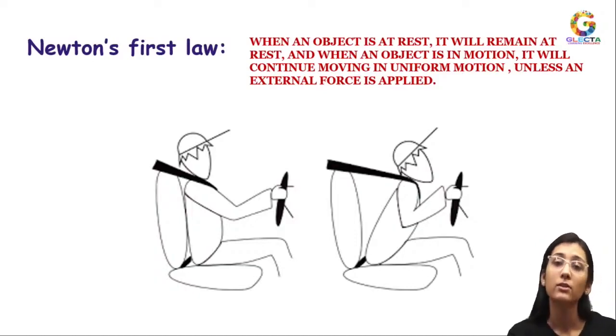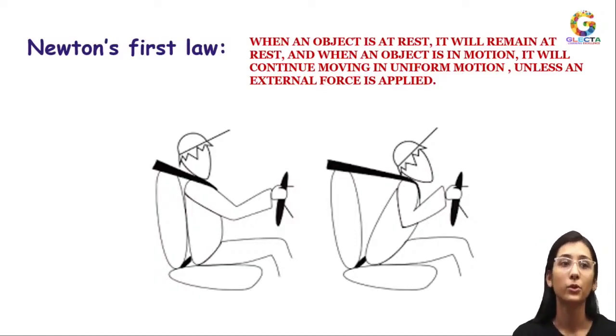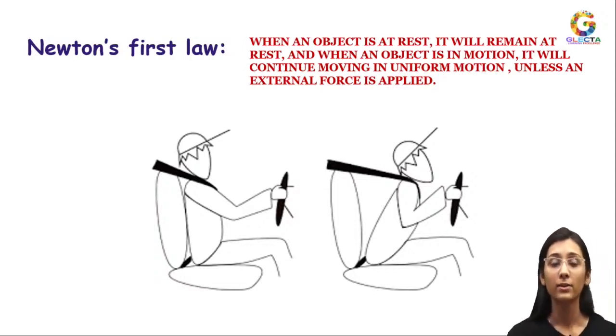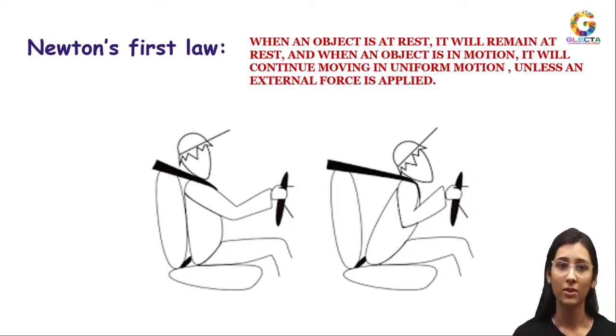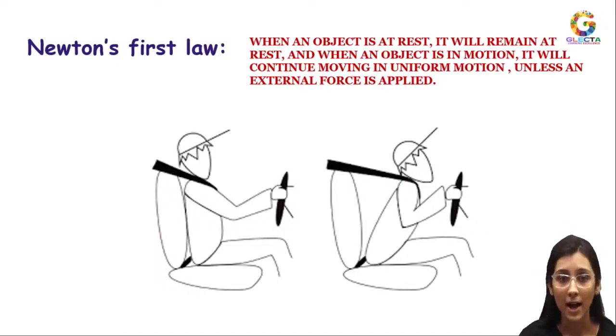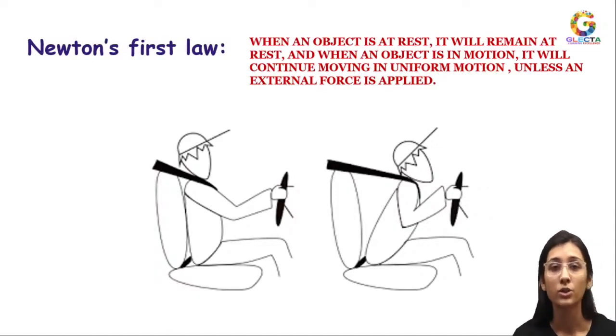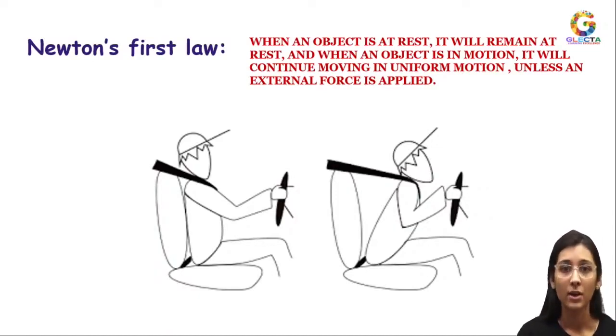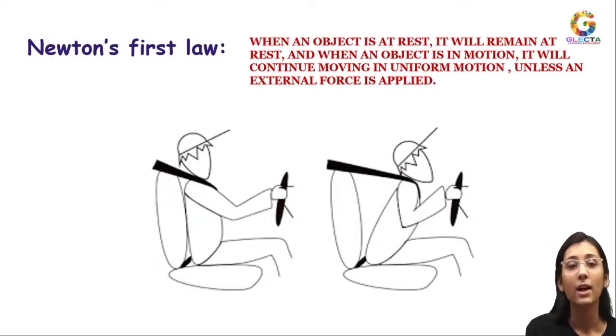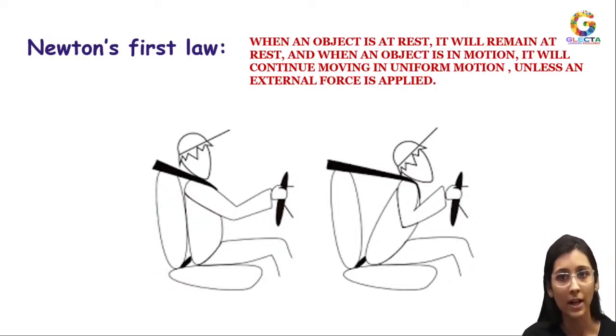And when an object is in motion, it will continue to move in uniform motion unless and until an external force is applied on it. Alright? So what do you say? That if your pencil box is on the table, it won't be able to move on its own. You have to apply external force. Since you will apply the force to lift that box from one place to another, you applied the force. Right? So that is why I said, if it's at rest, it will remain at rest.